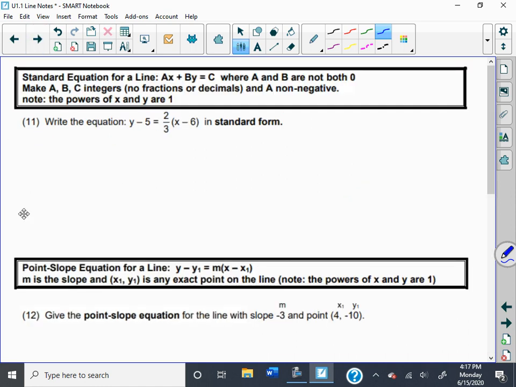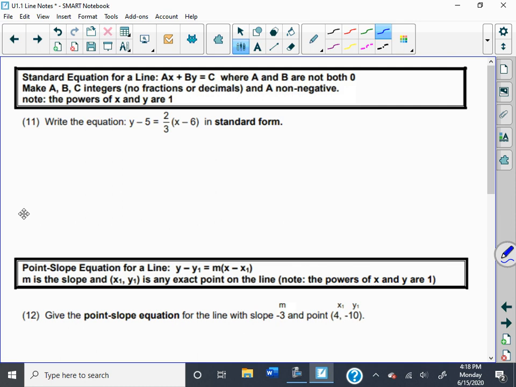All right, standard equations for a line. So ax plus by equals c. That means x and y are on the same side of the equal sign. We have a constant term, just a number, that's the c value on the right side by itself. A, b, and c are all integers, which means there are no fractions or decimals. A we always want to be non-negative. Again, the exponents would be 1 for both x and y, so there are no exponents higher than 1, no exponents 2 or 3 if it's linear or a line.